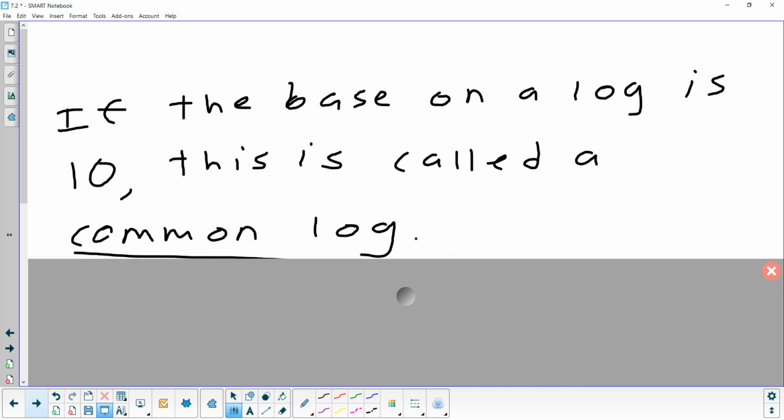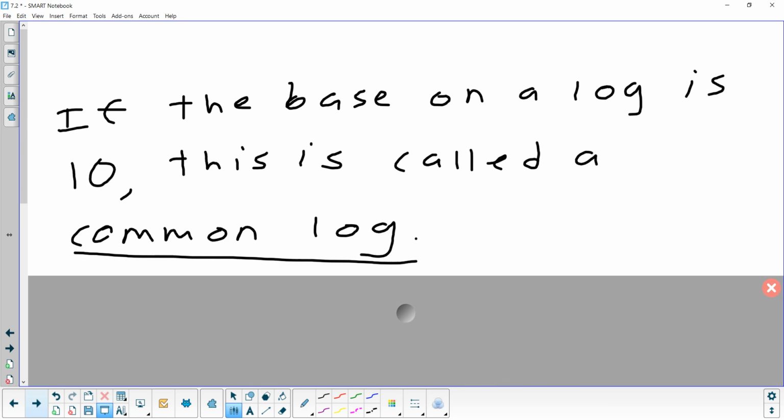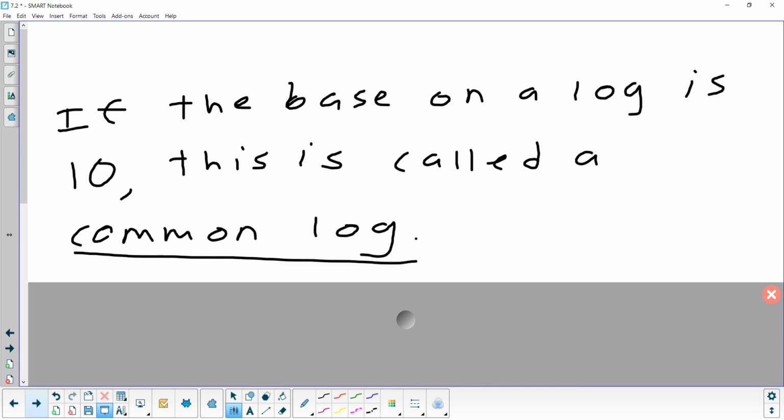All right. So I mentioned that natural log is a special type of log, and it has its own name, natural log. Well, there is one other special case. This is the only other logarithm that has a special name. If you use a base of 10 on your logarithm, that is called a common logarithm. Base 10 is a common log.